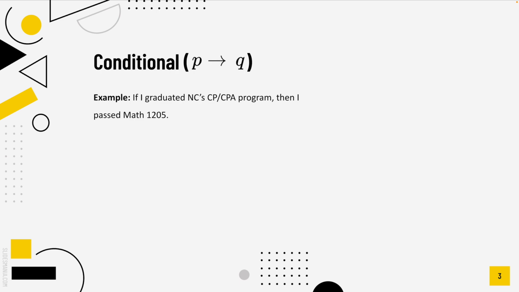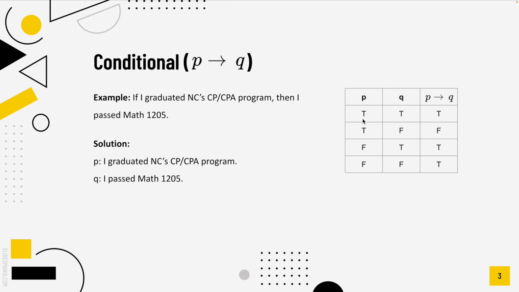So for example, if I graduated Niagara College's CPA program, then I passed Math 1205. So if you graduated the program, you must have passed Math 1205. If you pass Math 1205, it doesn't necessarily mean that you graduated from the program. Okay, so our two statements here are I graduated from the program and I passed Math 1205. Again, if this is true, then this must also be true. If you graduated, you must also have passed. If you graduated and you did not pass, then that's false. But if you don't graduate, then you could have or could have not have passed this class.